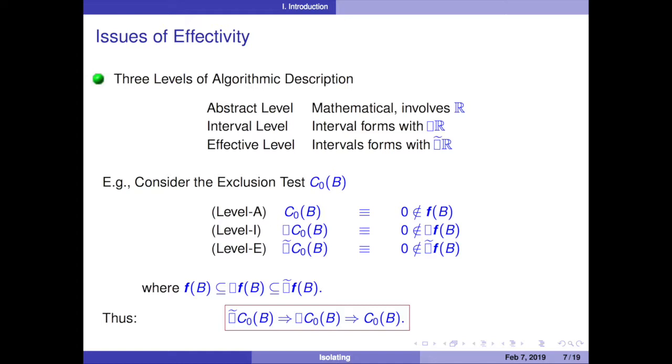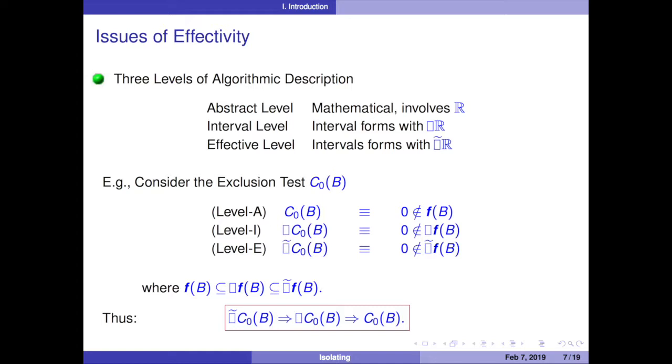Okay, the abstract level, level A, or the interval level, level I, or the effective level. So I write C0, and by definition, C0 just means 0 is not in F evaluated on the box. What is F evaluated on the box? F evaluated on every point in the box will give you a set, and 0 is not in the set. That's it. It's mathematical, but nobody can compute this in general. So we go to the next level, the interval level, where I replace F by box F. Now we actually do have a lot of interval methods to do that, and again, 0 is not in there.